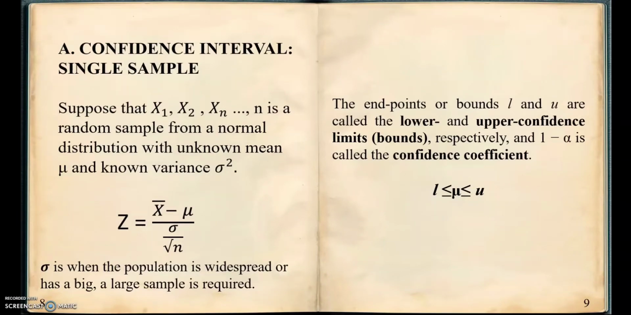Confidence interval, single sample. Suppose that x sub 1, x sub 2, up to x sub n is a random sample from a normal distribution with a known mean mu and known variance sigma squared. So meron tayong formula for the single sample where z is equal to x bar minus mu over sigma over square root of n, where sigma is the population standard deviation, and a larger sample is required if the population is widespread. The endpoints or bounds L and U are called the lower and upper confidence limit bounds respectively, and 1 minus alpha is called the confidence coefficient, where mu is greater than or equal to the lower confidence limit and less than or equal to the upper confidence limit.